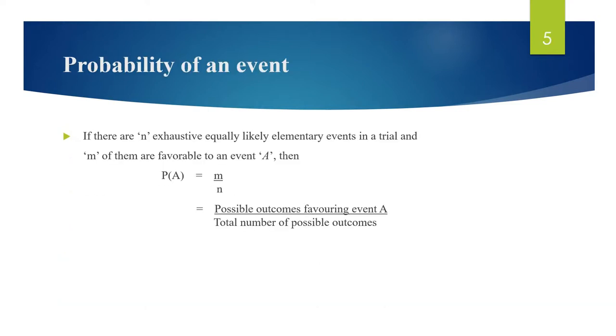So let's move on to the next topic, which is probability of an event. Probability is the measure of how likely an event is, and an event is one or more outcomes of an experiment. The probability formula is the ratio of the number of favorable outcomes to the total number of possible outcomes. So if there are n exhaustive equally likely elementary events in a trial and m of them are favorable to an event A, then the probability of A will be equal to m by n, which is the number of possible outcomes favoring event A divided by the total number of possible outcomes.